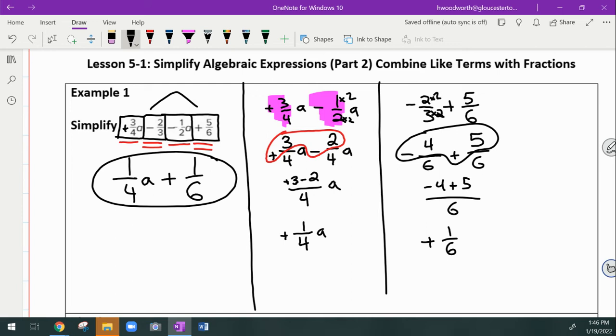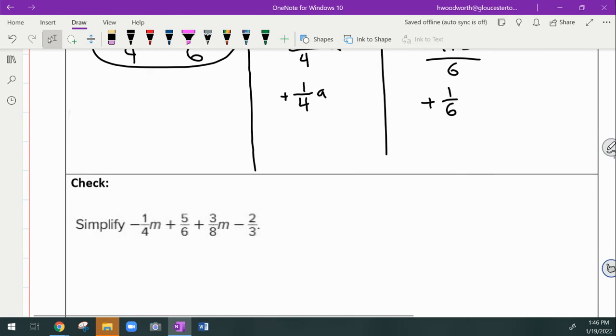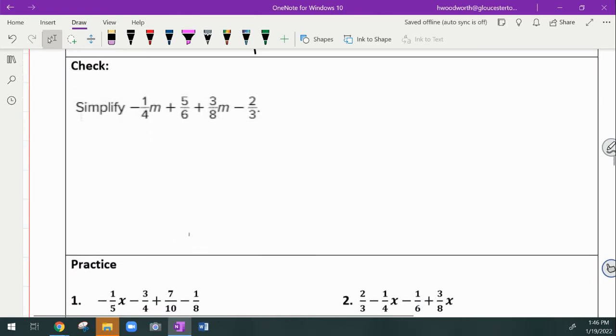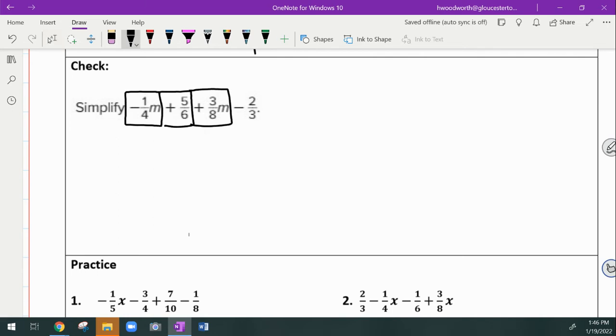Now let's go quickly on to the second example. Ask questions if you have them, or pause and rewatch to make sure you understand. Try this one, and then you can check when I go over it and see if you got it right. All right, we're going to box those out. We're going to underline like terms, underline the constants, and now combine the like terms.